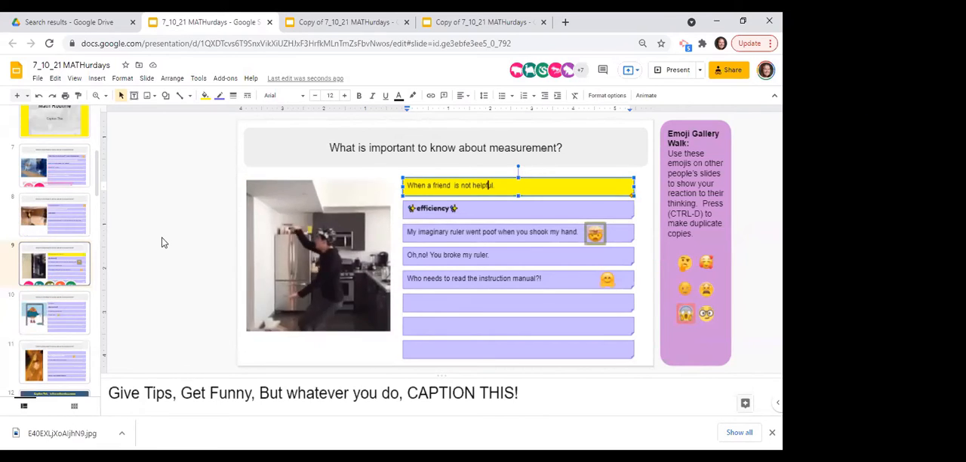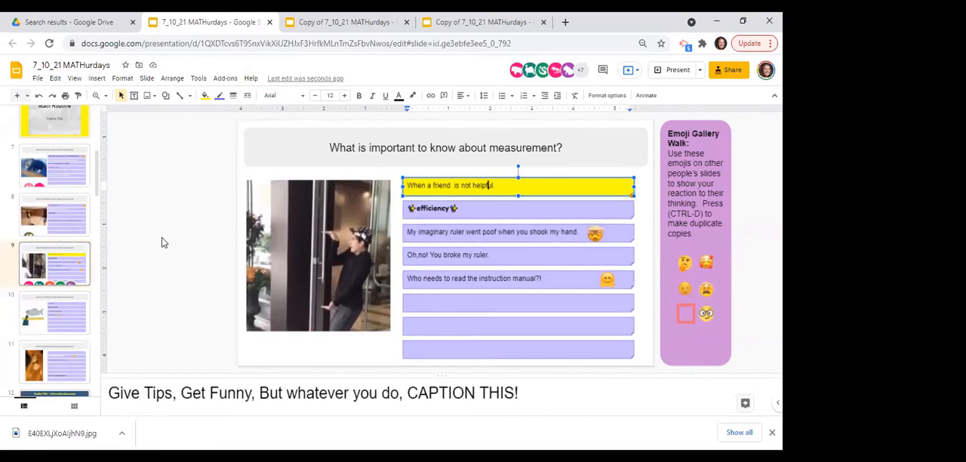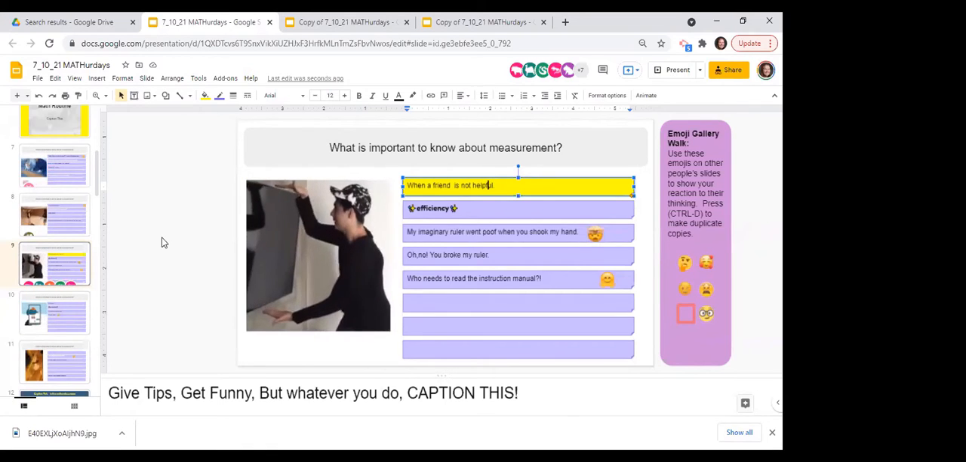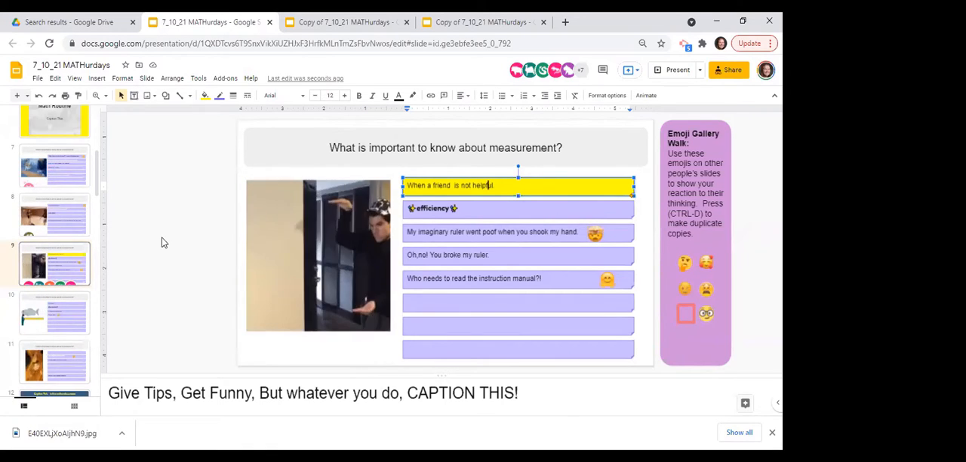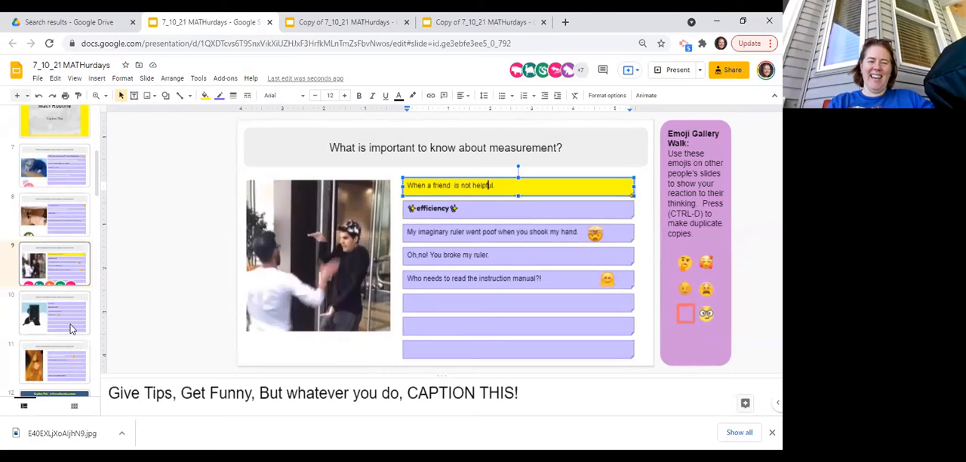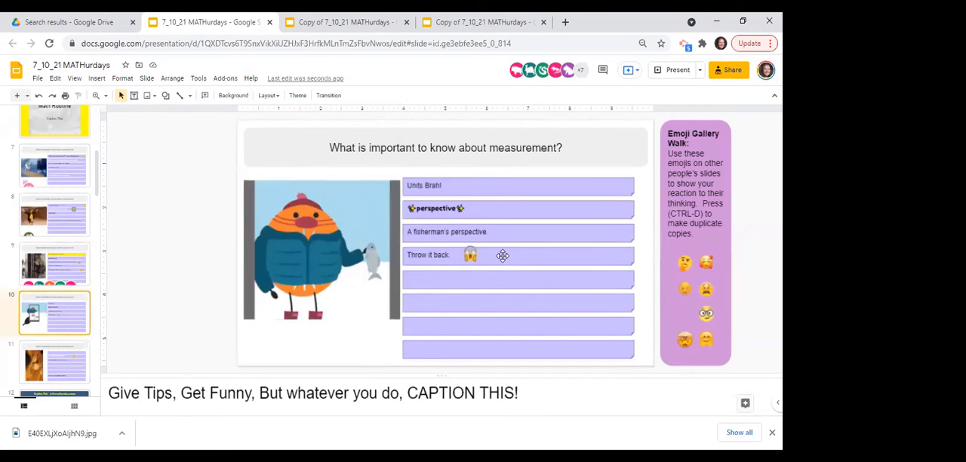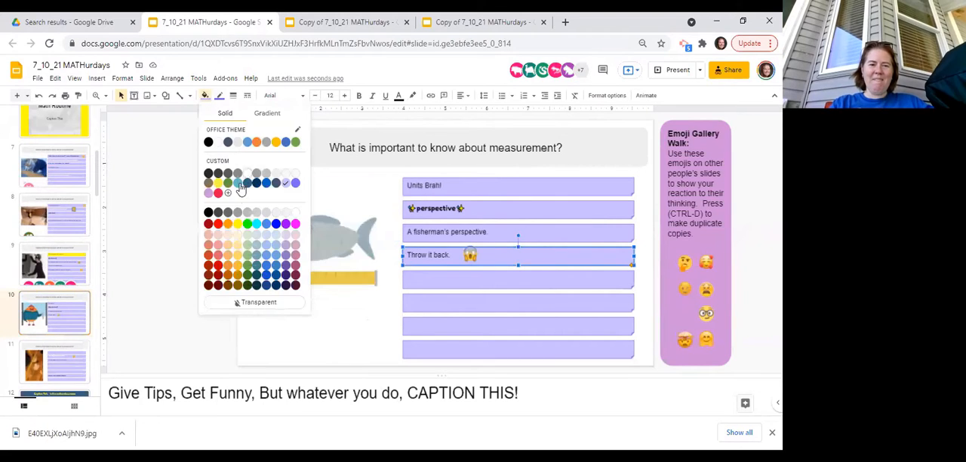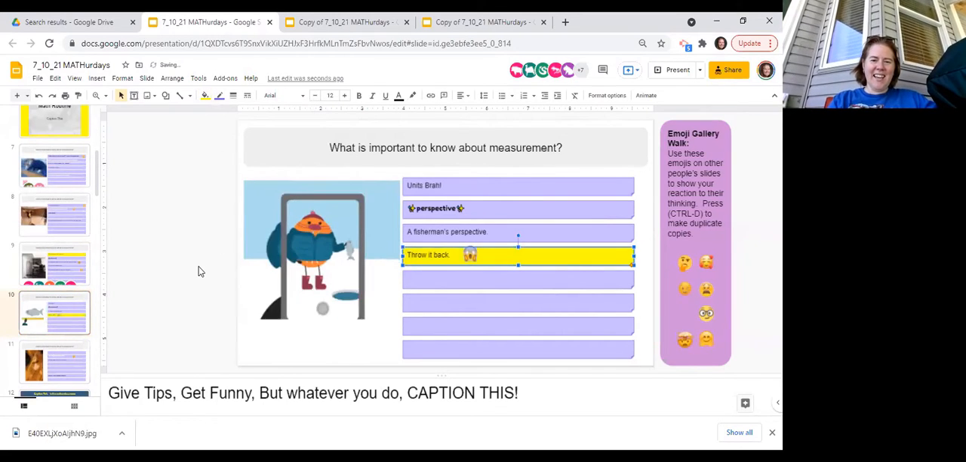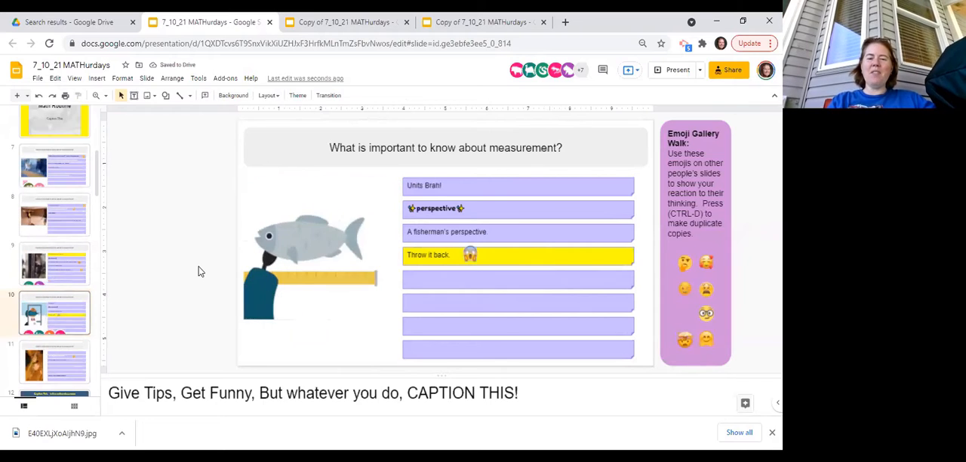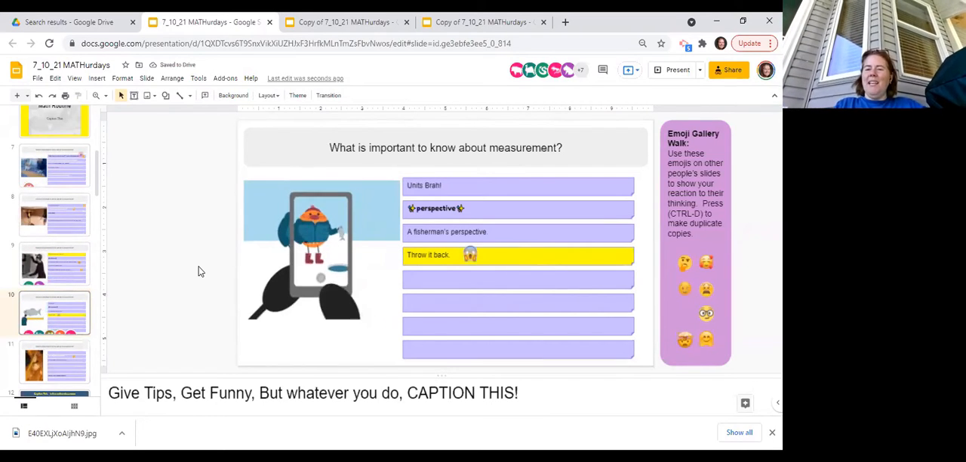I actually said that it just reminds me of any time you get distracted by somebody and then all of a sudden you have to start all over again. Yes, indeed. And how about the fish one? This is on slide 10. Someone wrote, throw it back. What does that mean?